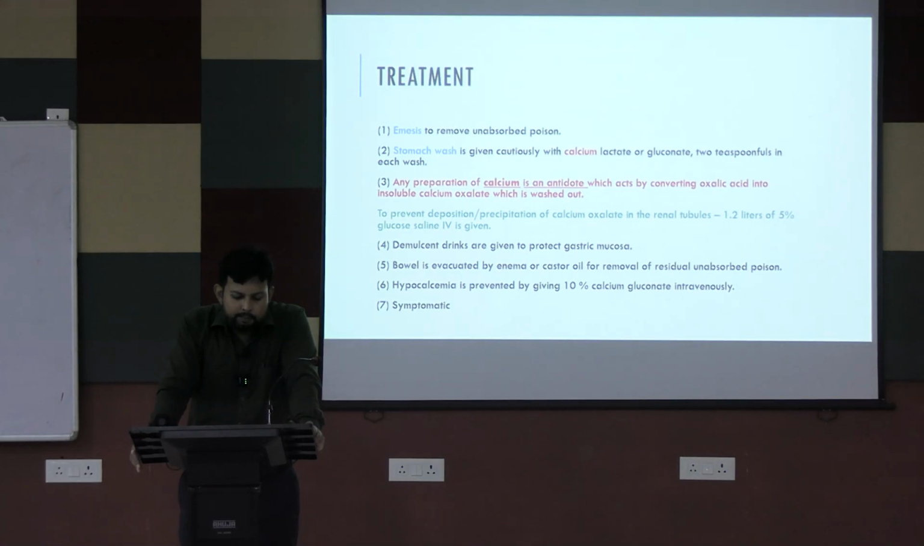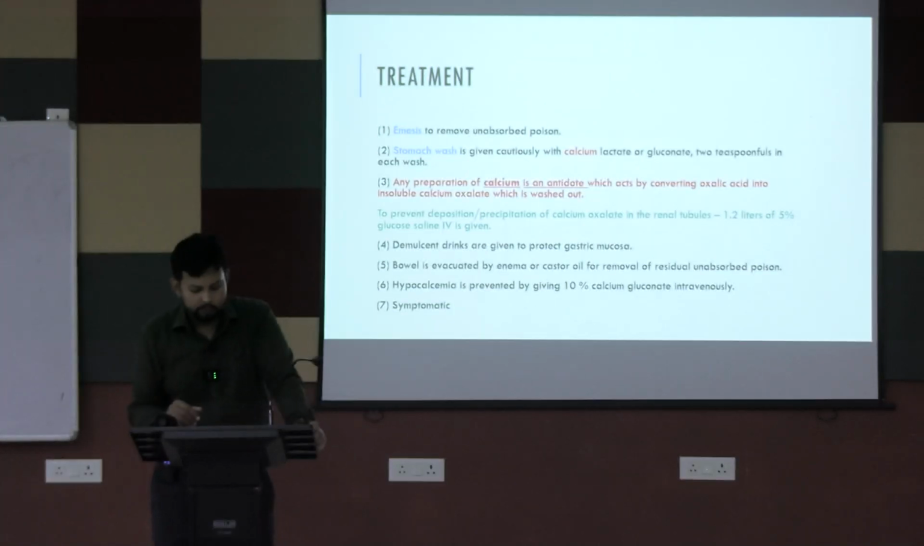And then we can use demulcent drinks, okay? Antacids can be given, and hypocalcemia should be corrected with IV calcium gluconate solution, 10%, and other symptomatic treatment. So what is the thing you should absolutely mention? Calcium as an antidote, in the treatment part. Whereas in signs and symptoms, oxaluria, hypocalcemia, and what else was there? Spasm, that comes under hypocalcemia.